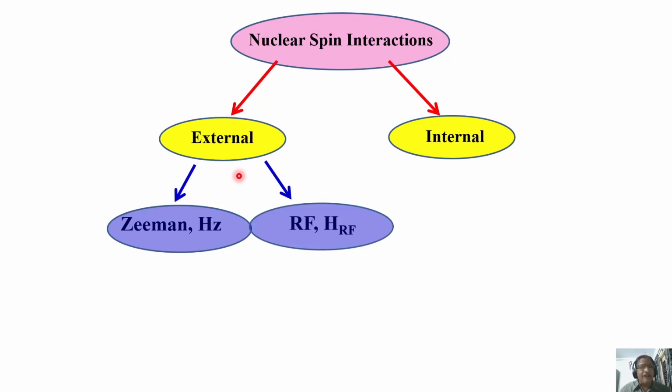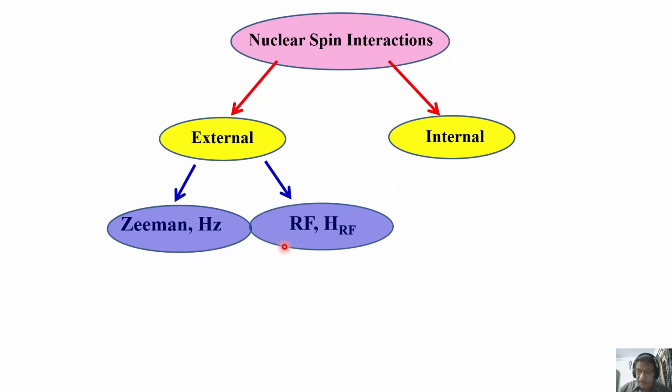I said we applied a radio frequency signal in a direction perpendicular to the static magnetization, and we tilted the magnetization from the assumed z-axis, which is the direction of the magnetic field, to the xy plane, either x-axis or y-axis, depending upon the pulse we apply. What is this interaction? It is the interaction of the radio frequency with the nuclear spins.